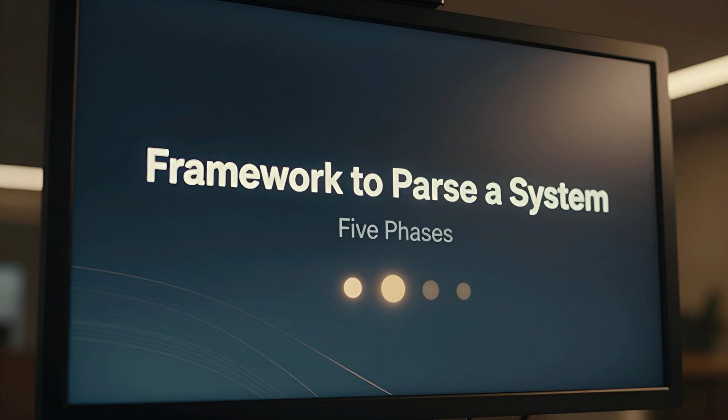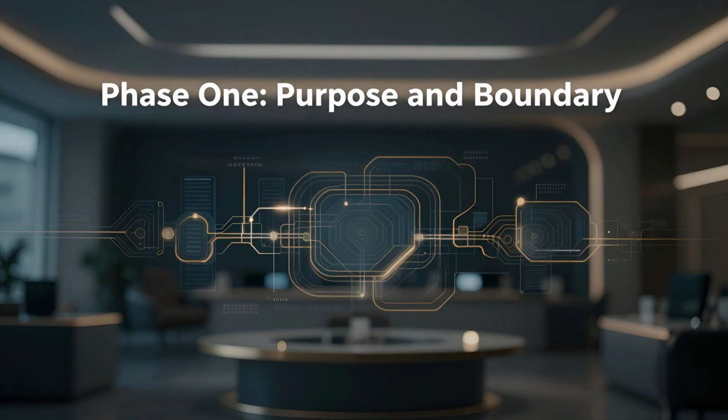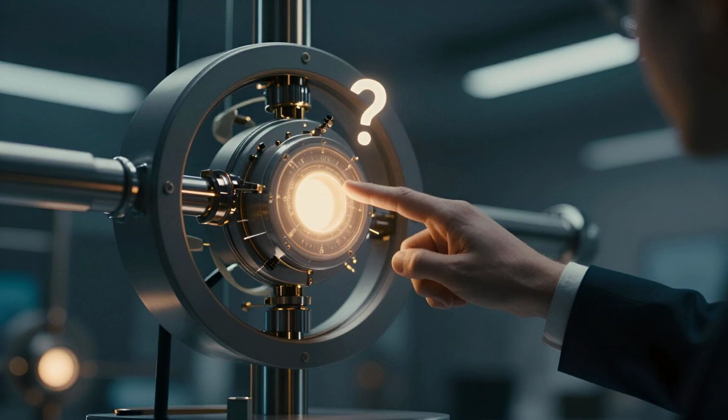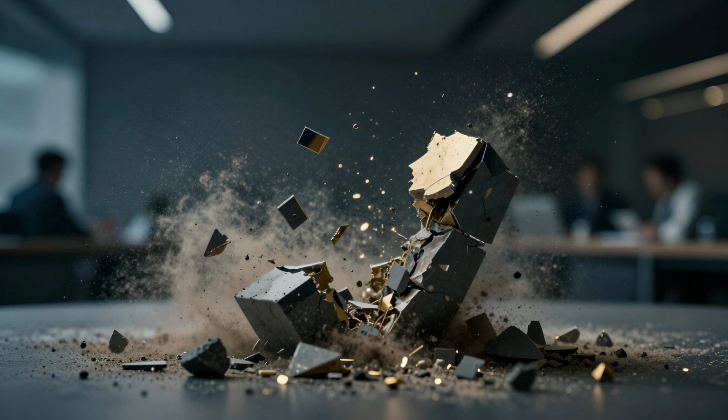The System Deconstruction Framework moves through 5 phases. In order, without shortcuts. Phase 1, purpose and boundary. Before you touch a single component, you ask one question. Does this system still need to exist? Not, how do we fix it? Does it need to exist? Some systems should be eliminated, not optimized.